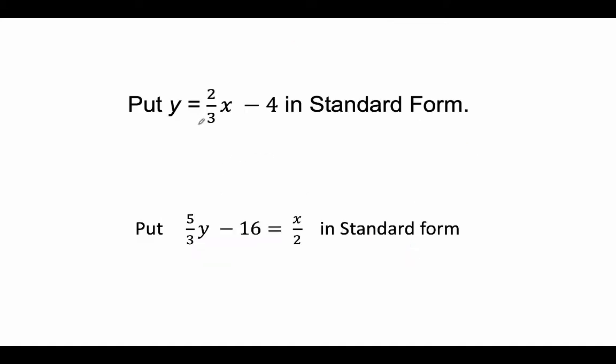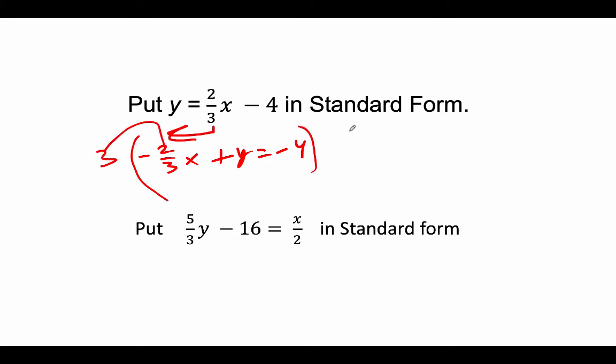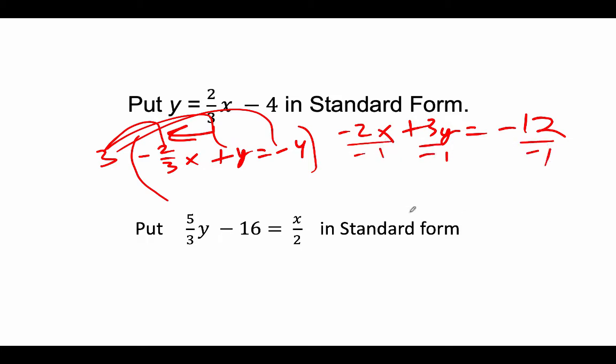Put these in standard form. The first thing I would do is move the x term over. So I subtract that over, and I have negative 2/3 x plus y is negative 4. Well, I'm not allowed to have fractions, so I multiply everything times 3, and I get negative 2x plus 3y equals negative 12. So I have them all as integers now, but I'm also not allowed to have A be negative. So divide everything by negative 1, or multiply everything by negative 1.